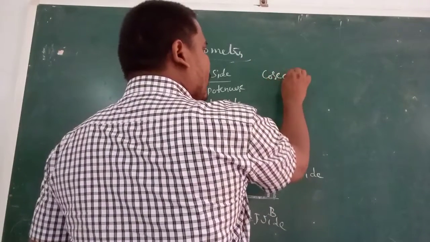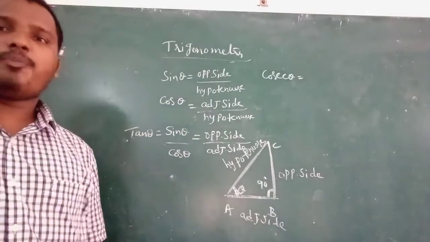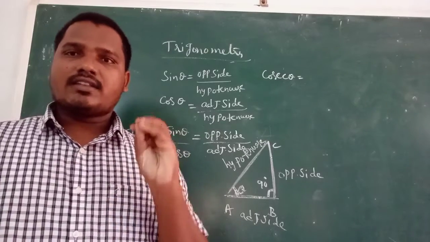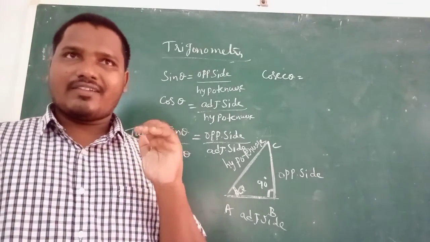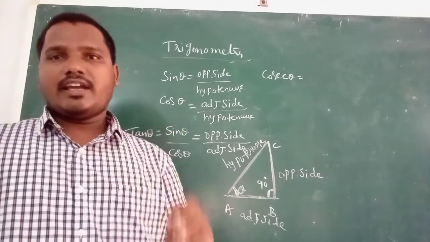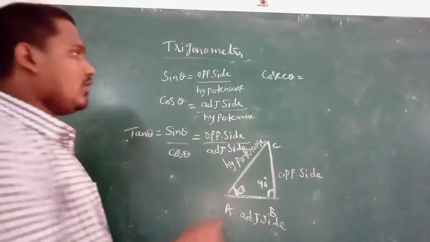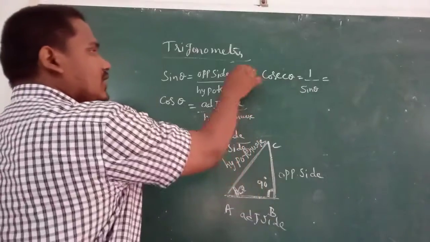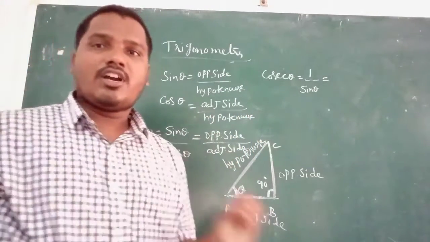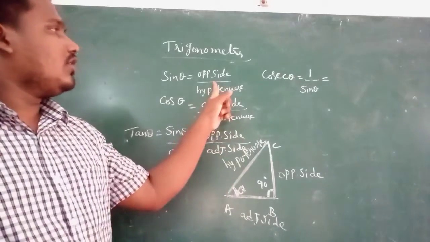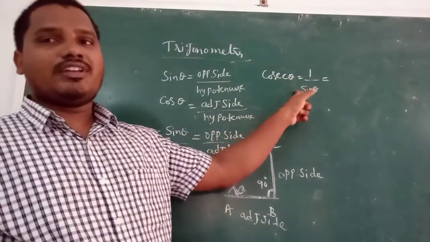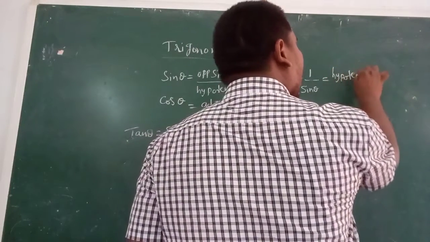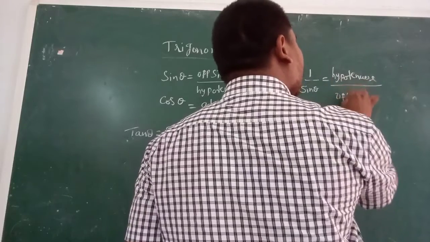Now cosecant theta. Cosecant theta is the reciprocal of sin theta. If we reverse the sin theta value, we get the cosecant theta value. So cosecant theta is equal to 1 by sin theta. Reverse means the numerator becomes the denominator and the denominator becomes the numerator. So cosecant theta is hypotenuse by opposite side.